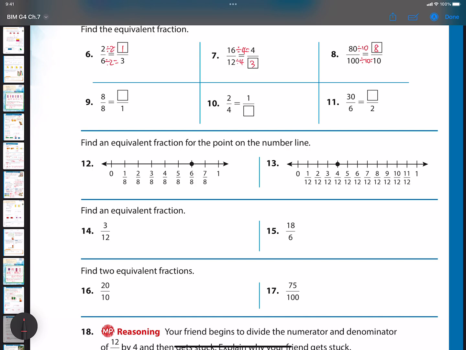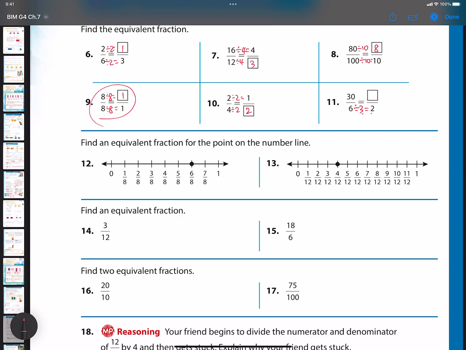All right, now 8 divided by 8 is going to be 1. That means 1 whole anyway, right? Okay, so 2 divided by 2 is going to be 1. So it's going to divide by 2 for 4, which is what? 2. 6 divided by 3 is going to make 2 because 3 times 2 is 6, right?